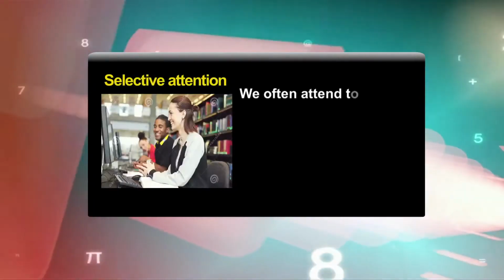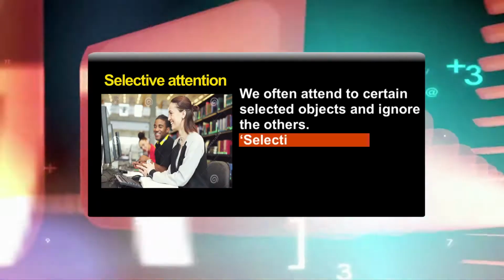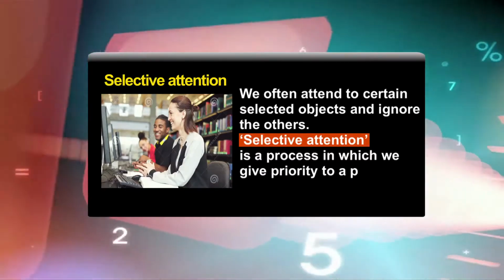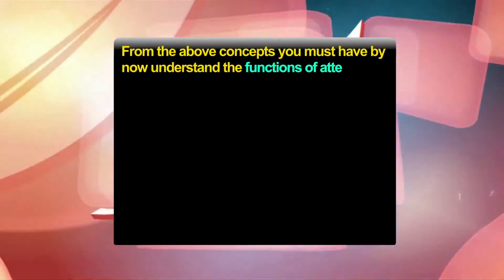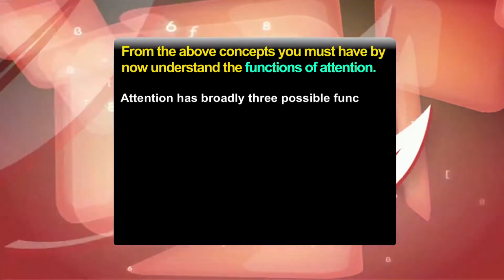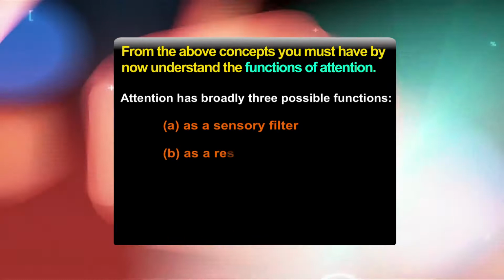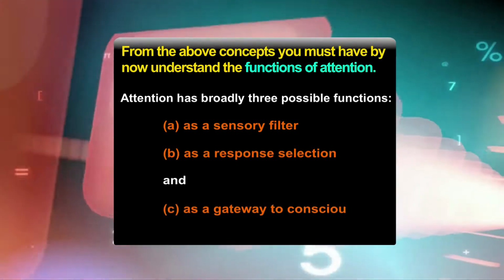We often attend to certain selected objects and ignore the others. Selective attention. It is a process in which we give priority to a particular incoming sensory message. From the above concepts, you must have by now understood the functions of attention. Attention has broadly three possible functions. A. As a sensory filter, B. As a response selection, and C. As a gateway to consciousness.